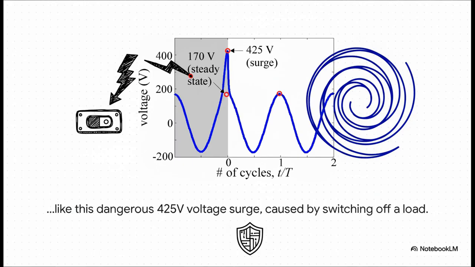Look at this graph. This shows the moment a heavy load gets disconnected. The voltage was sitting there, nice and stable at 170 volts. And then, boom, it spikes instantly to 425 volts. That's almost triple the normal voltage. This is a real, dangerous surge, and it's exactly the kind of event that Laplace analysis helps us predict and engineer our systems to prevent.